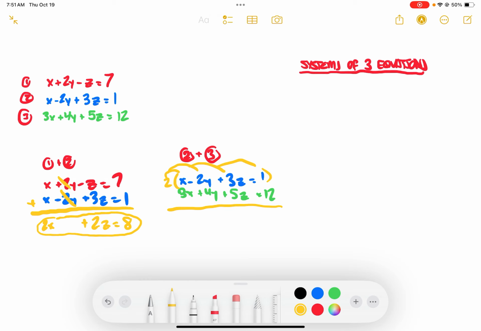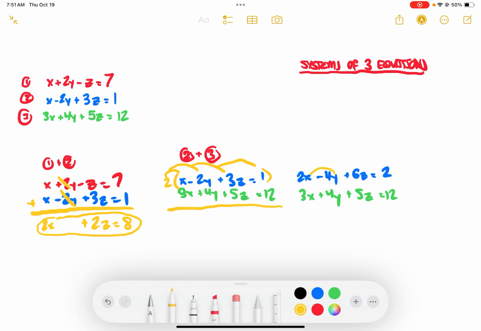I distribute to everything. Let me rewrite this one more time. 3x plus 4y plus 5z is 12. And when I distribute, 2 times x is 2x. 2 times negative 2y is negative 4y. 2 times 3z is positive 6z. And 2 times 1 is 2.